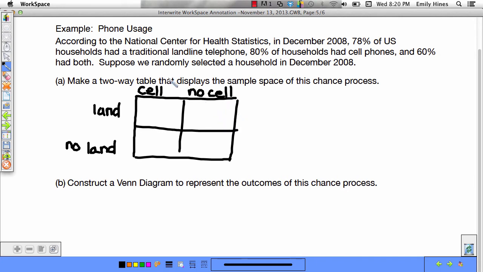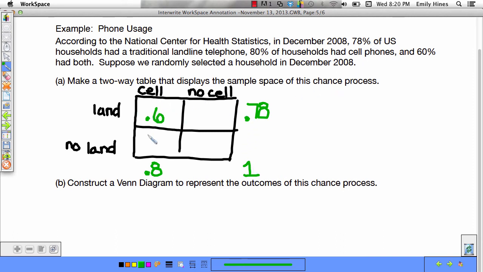It says that 80% of households have cell phones, so that's the total percent. It tells me that 60% had both, so this is 0.6 because it's in my both square. And 78% have traditional landlines, so of the people who have landlines, that's 0.78. Since I'm talking about percents and proportions, my total is a little different. It's not the total number of people we interviewed. It's 1 because that's the largest amount. All of my proportions here should add up to 1.